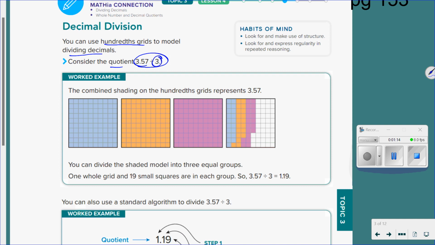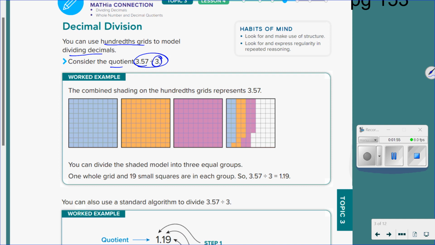So who remembers the rule for dividing by 3? How do I know if I can divide a number by 3? Anybody remember the rule? What is it, Sammy? What do you mean by both the numbers? We've got to do something first. No. You have to add them. So 57. What's 5 plus 7? 12. Can I divide 12 by 3? Yes, so I can divide 57 by 3. That's your rule for 3s, guys.